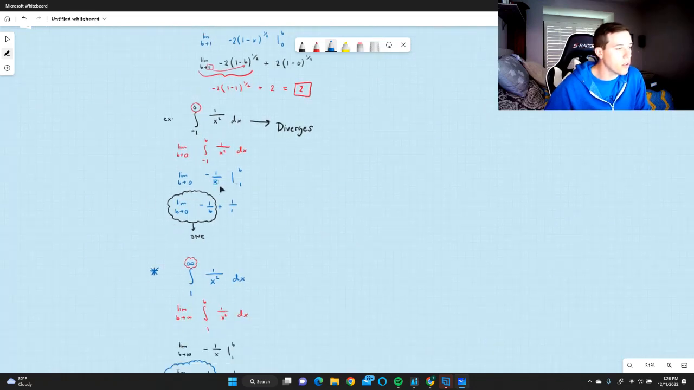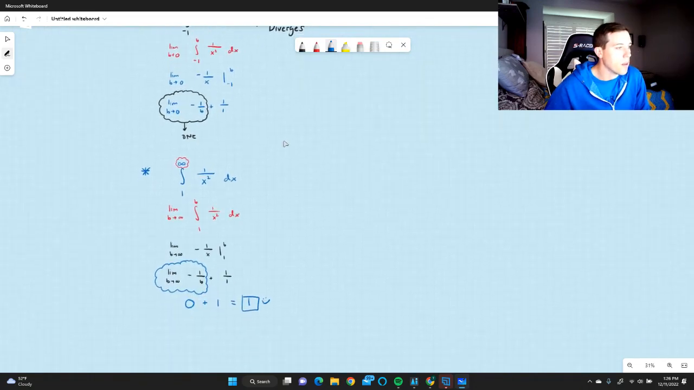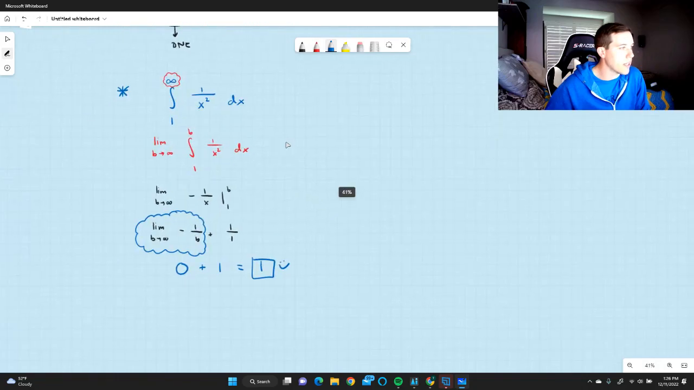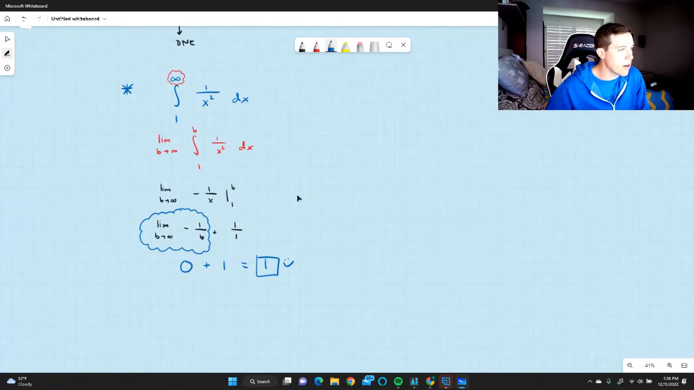Sometimes L'Hopital's rule can apply. A lot of times it's your end behavior rules, though. And the biggest, most common problems are ones like this, where the bound is infinity. We are accumulating infinite area, but the area gets so small at the end that sometimes it can actually converge. And in this case, it did converge to 1. And again, you've got to remember your limit rules here.